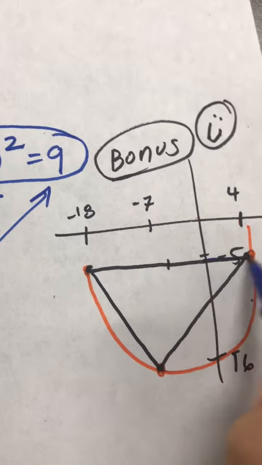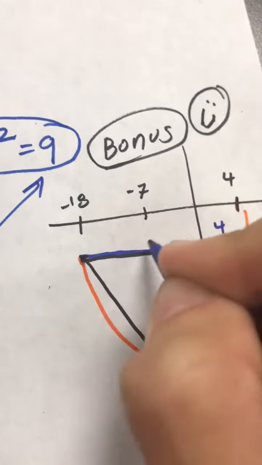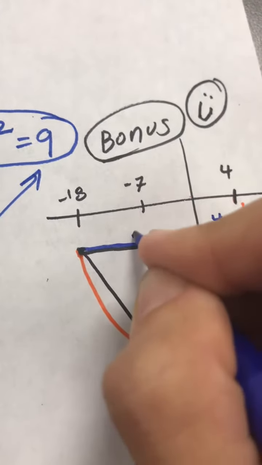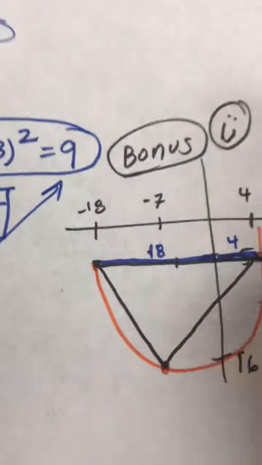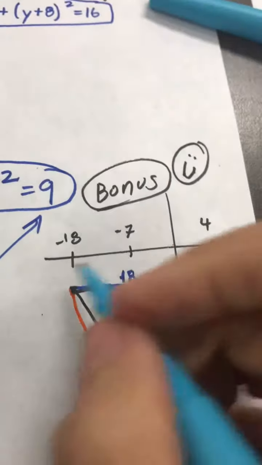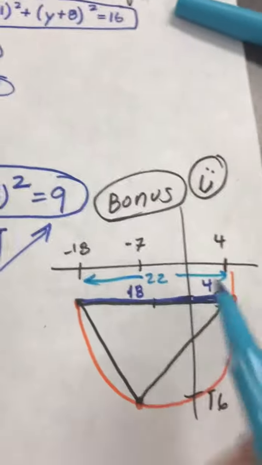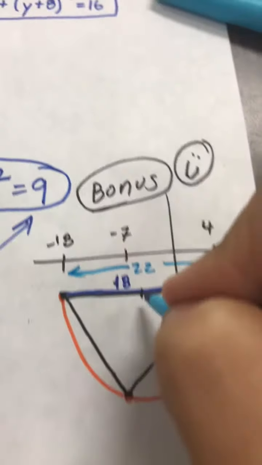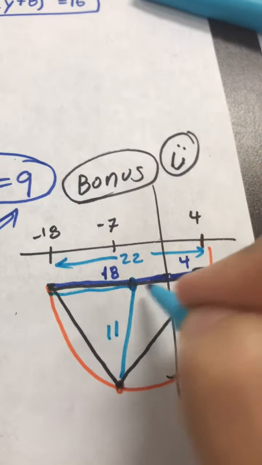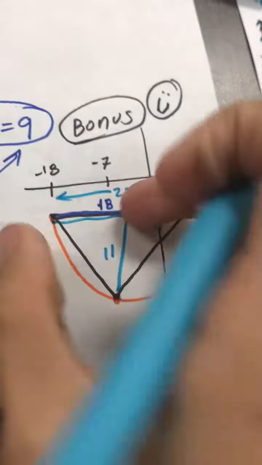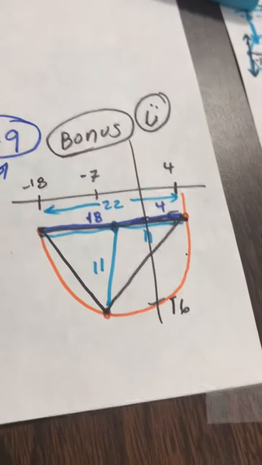I noticed that this distance is 4 because I went over 4, and this distance is -18 because I went back 18, but distance isn't negative, so that's 18. So if I think about this from segment addition, the total distance here is 22, okay? So I'm hoping that that's actually my diameter, and I'm hoping that's 11, and that's 11, and that's 11. And I already have a pretty good hunch that's going to be good, okay?